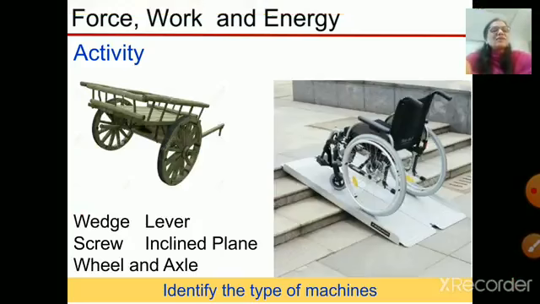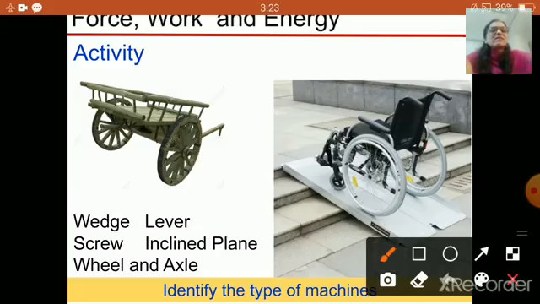So next one, see here. What is this? It is a cart with wheels. I know you have guessed it right. It is not a wedge or screw or lever. It uses the machine of wheel and axle, right? And in the other picture, if you see, a chair is there and it has used an inclined plane to move. So an inclined plane is used to move the chair, right?